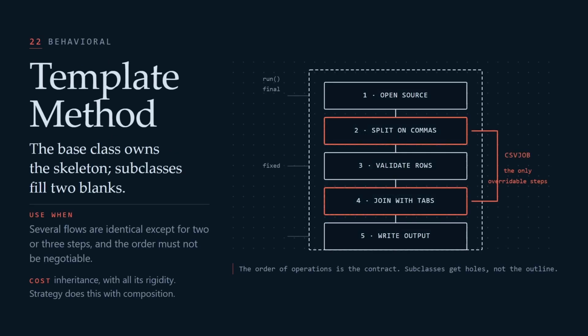The base class owns the order of operations and marks two steps as blanks. CSV fills them one way, JSON the other. Steps 1, 3, and 5 can't be touched. Strategy does this with composition. This one bets on inheritance.